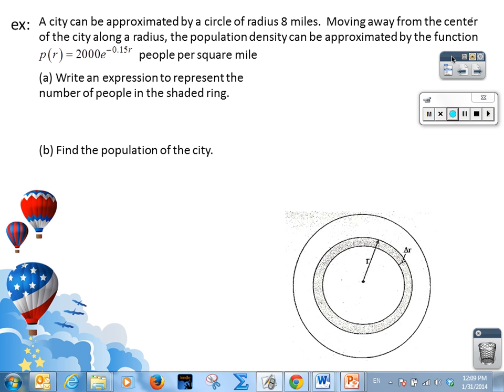So here we have a city that can be approximated by a circle of radius 8 miles. Moving away from the center of the city along a radius, the population density can be approximated by this function. Okay, so our density, let's talk about our formula. We're dealing with a circle now, a ring. We'll call it a ring.